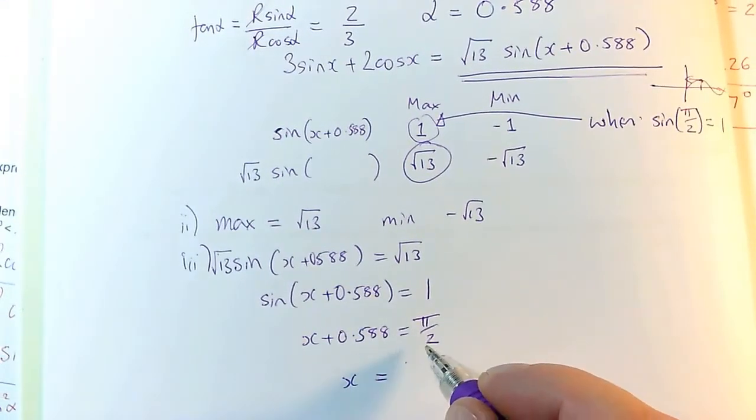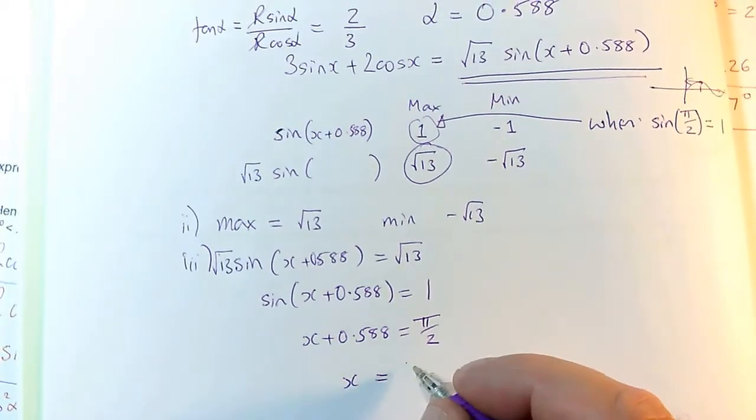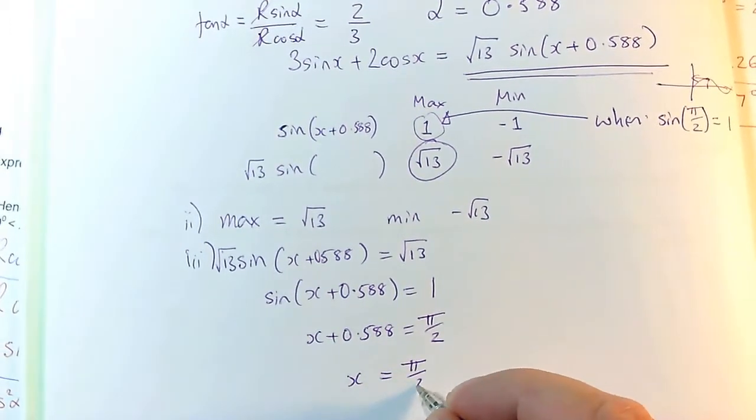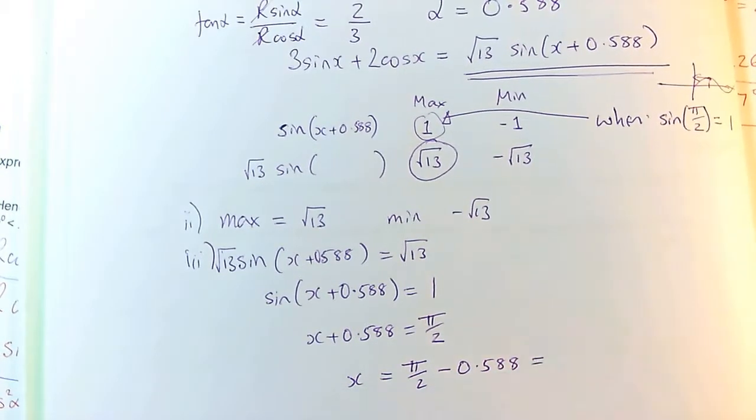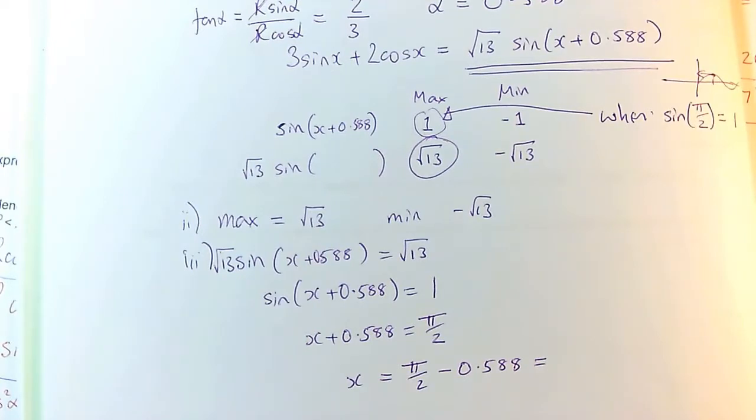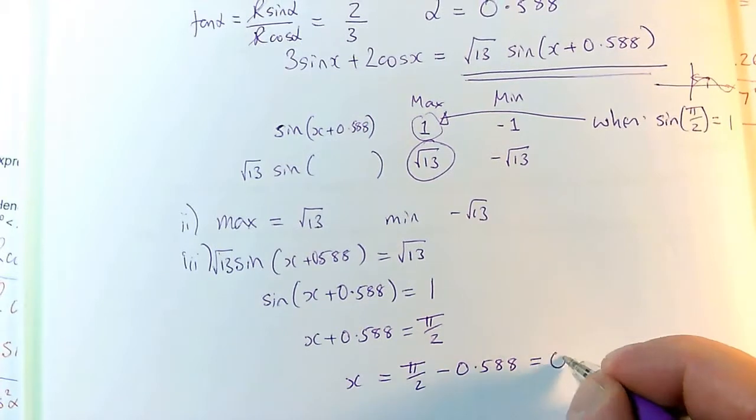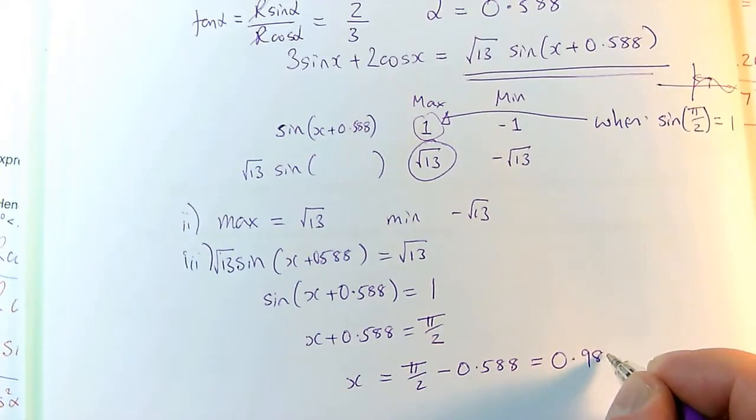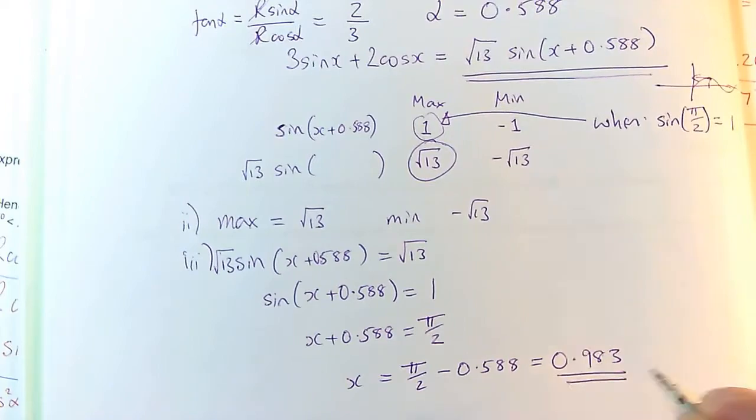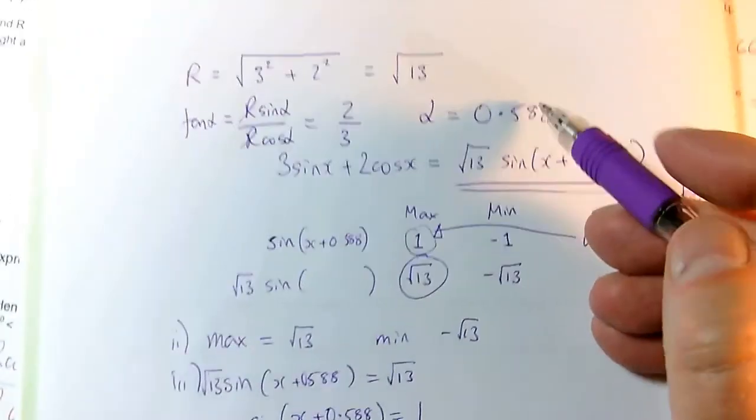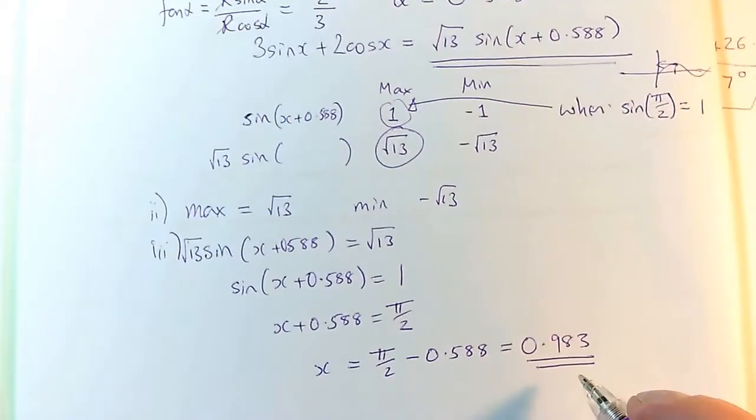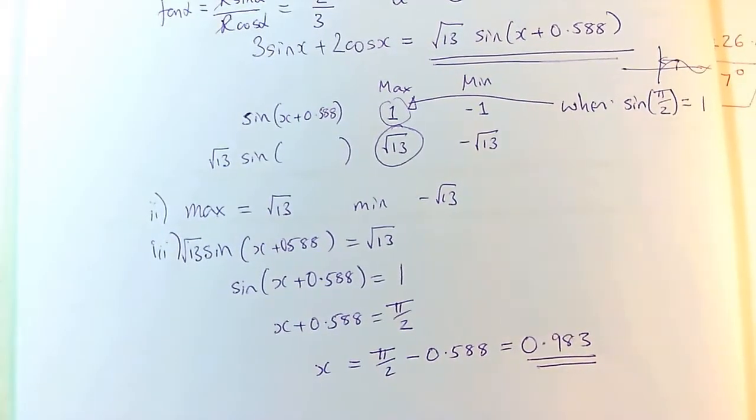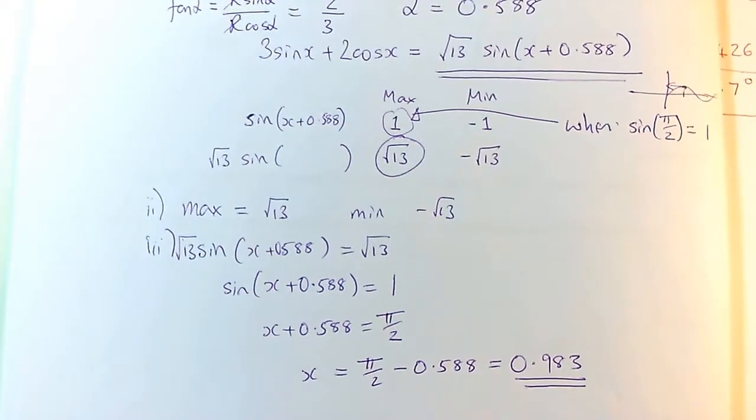So x plus 0.588 would have to be inverse sine of 1, which is pi by 2. And so x is going to equal pi by 2 minus 0.588. My calculator will do that for me. Pi by 2 minus that other thing is 0.983 to 3 significant figures. I've got to check that I've got the value in the correct range. That is in the range 0 to 2 pi. 2 pi is about 6, so this is comfortably within the range. So that will do for that particular question.